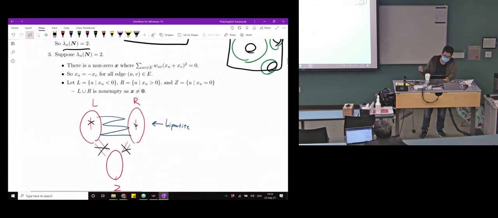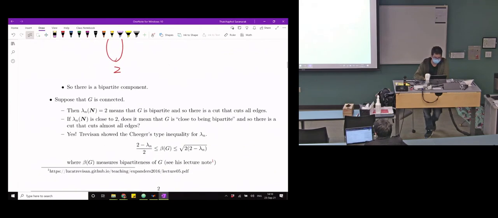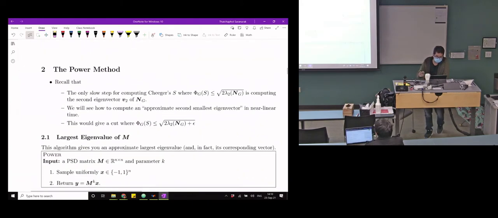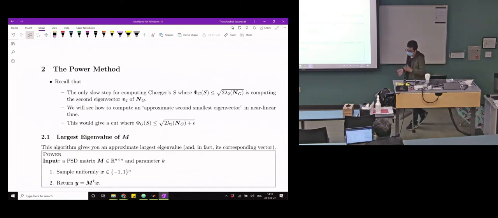And the other direction is kind of similar, which I think I will just skip. You can just read the notes. The point is just that lambda n measures how close you are to a bipartite graph. And if it's big, then you have a cut that almost cuts everything. If the graph is connected and close to bipartite, there exists a cut that cuts almost all of the edges.